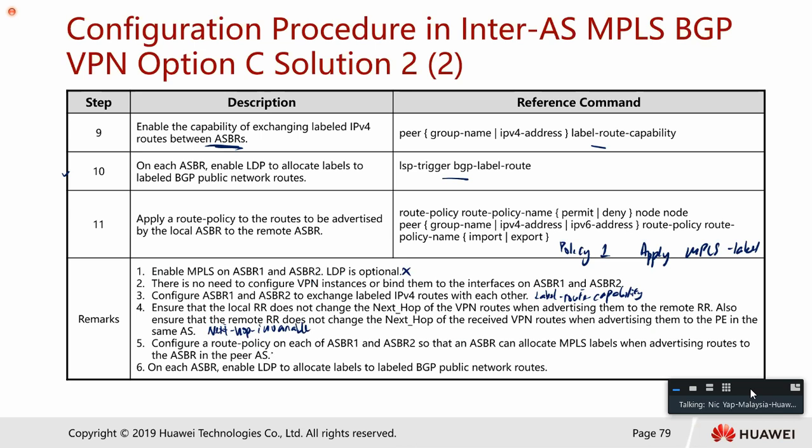Okay. Configure a route policy on ASBR1 and ASBR2 to allocate the labels. As I mentioned, policy 1 applies MPLS labels. And on each ASBR, enable LDP to allocate labels to labeled BGP public network routes. Okay, that is the LSP trigger BGP route. And it's not only this, we also need to set the next hop unchanged and also undo policy VPN target at the route reflectors. RR needs to do this. Route reflector needs to do this.